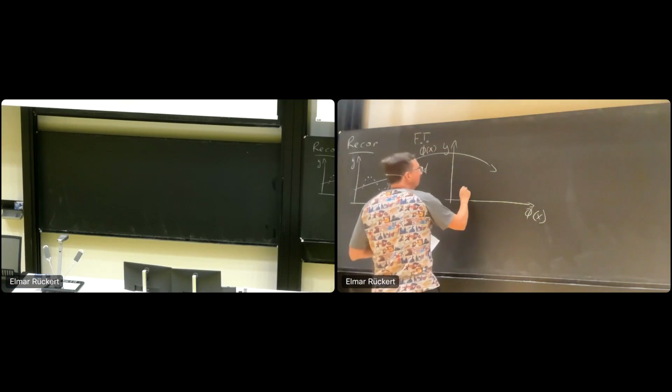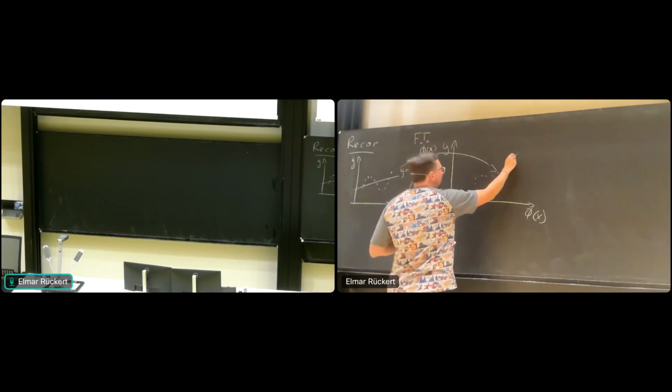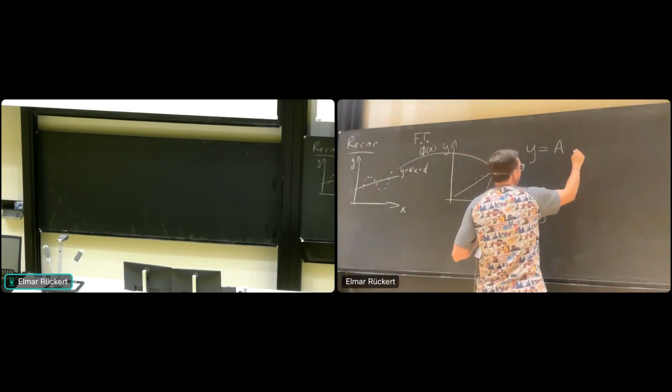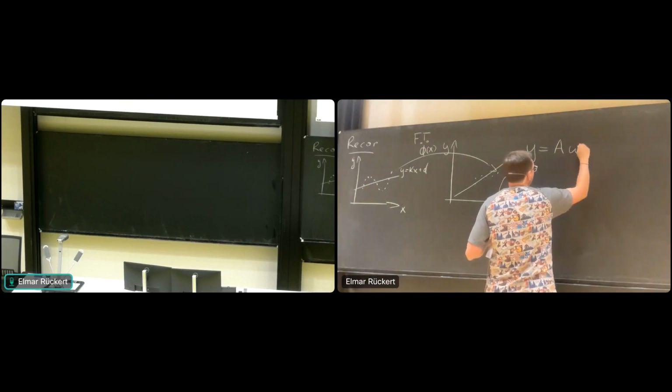transformation phi of x. And then ideally, a linear model could explain these points. And we said, okay, we define this model to be y is equal to a times w.